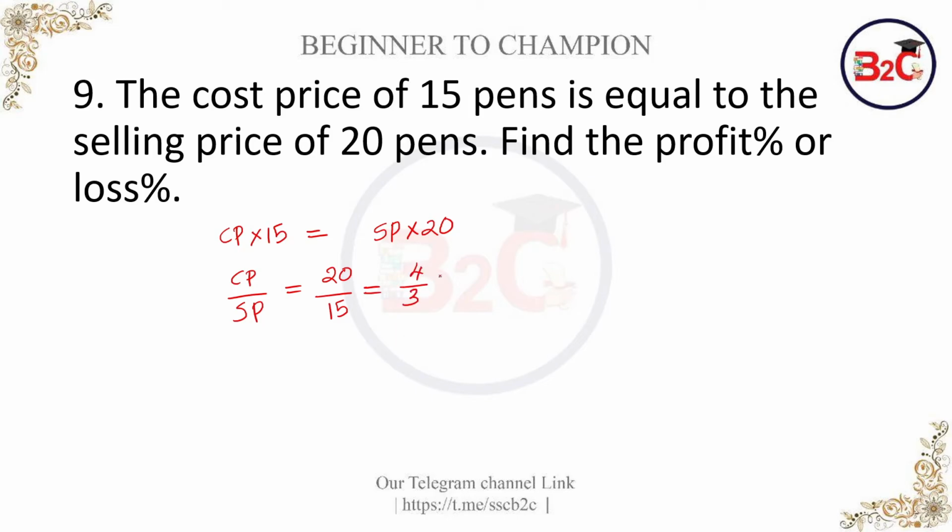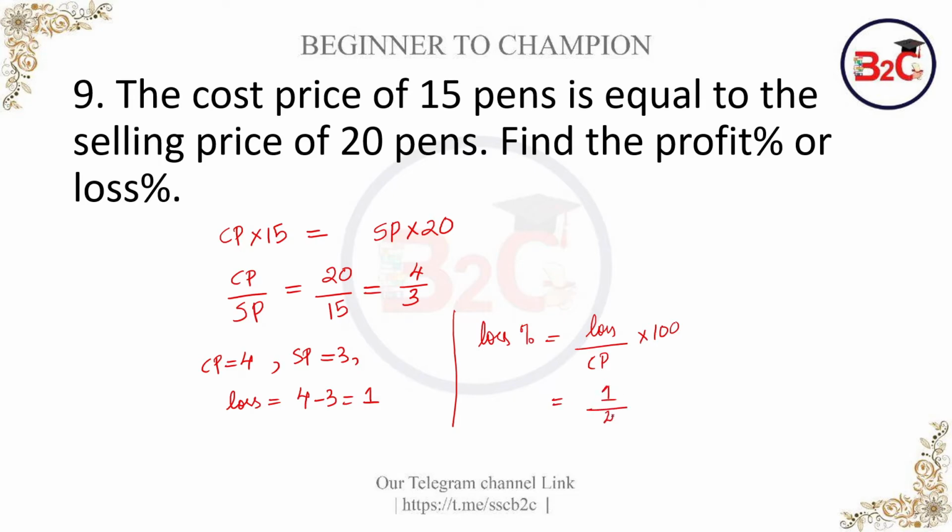Now since we are going to find the percentage, we can consider that cost price is 4 and selling price is 3. Since the cost price is greater than selling price, the seller is experiencing a loss here. So loss is equal to 4 minus 3, which is 1. And how do we find loss percentage? Loss percentage is equal to loss by CP into 100, which is equal to 1 by 4 into 100, which is 25%. So the seller is experiencing a loss percent of 25.